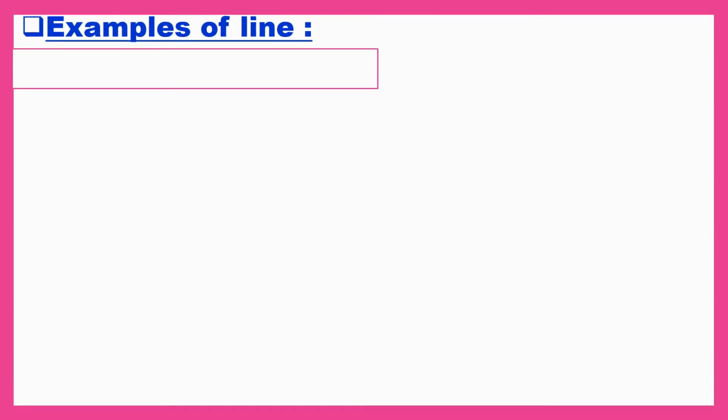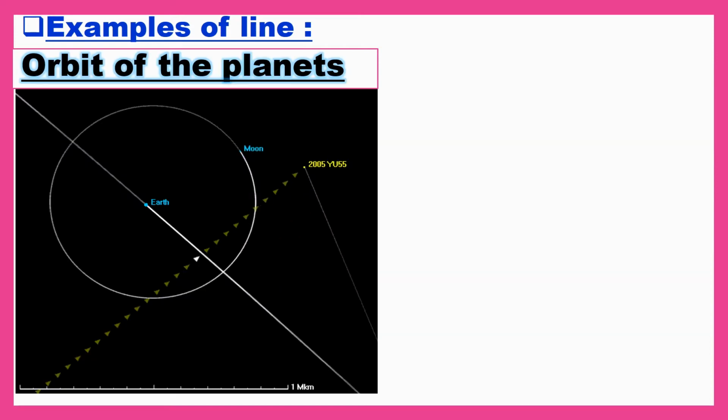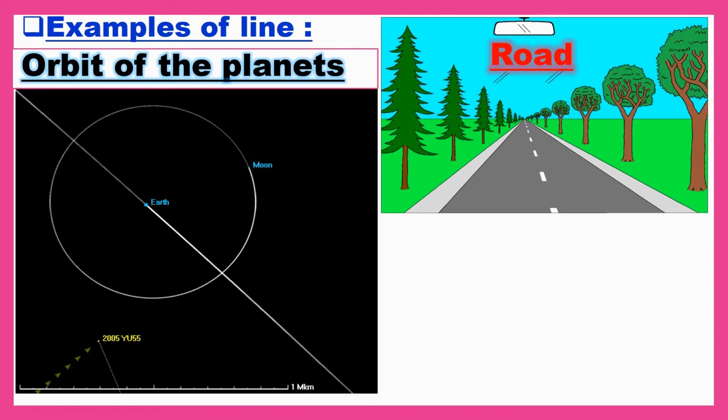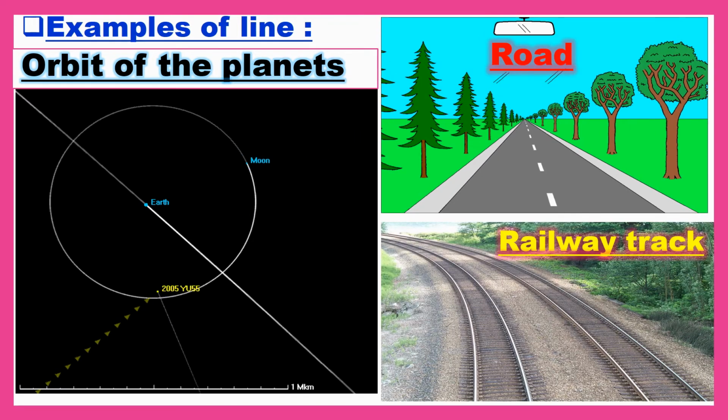Next, a few examples of lines are orbit of the planets, road, and railway track. These are examples of lines.